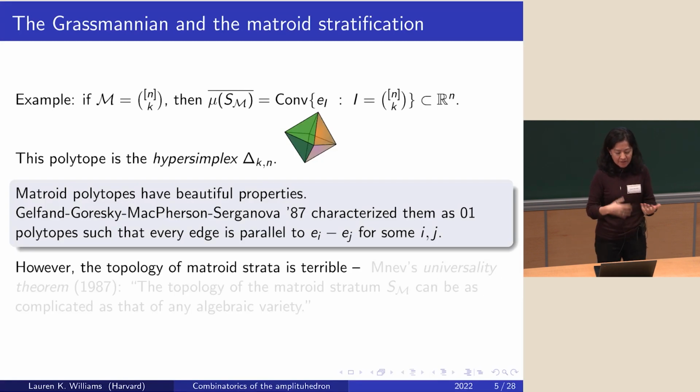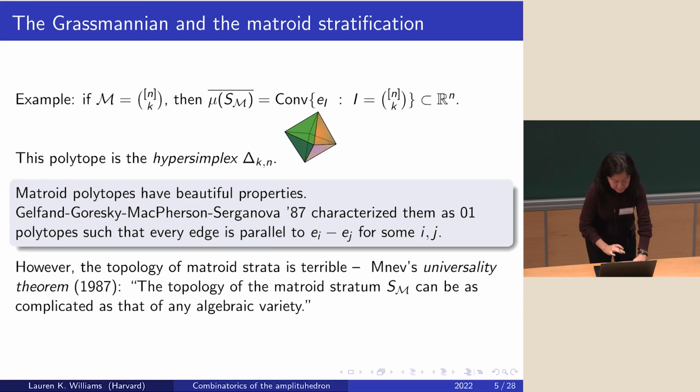But there are also some very bad things about matroid strata. The topology is very bad. Mnëv's universality theorem says that the topology of a matroid stratum can be as complicated as that of any algebraic variety.